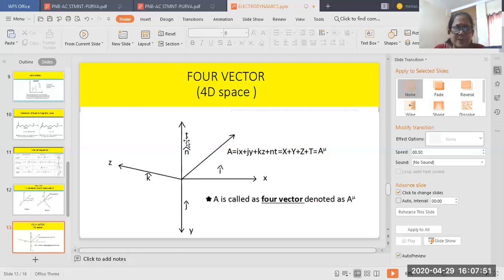Only x, y, z is used to locate the position. And what is this axis used for? This axis is used to locate the position of a particle as a function of time. As the clock runs, where is the particle found? So let us say a particle is following this trajectory.